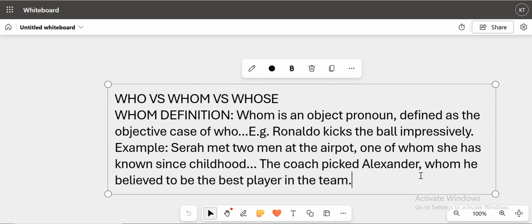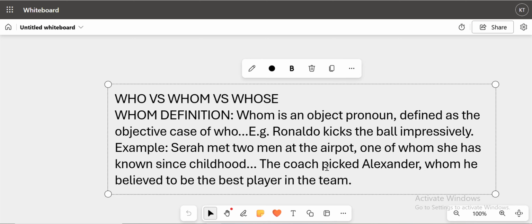Don't forget, it is used as an object pronoun. This is another clue that can help you to always remember how to use this correctly. If you can replace the object with him, her, or it, then you can use whom. Now, in this example, the coach picked Alexander. You can say the coach picked him.